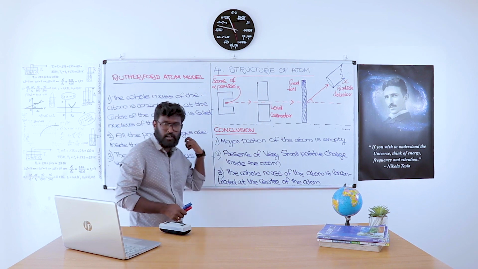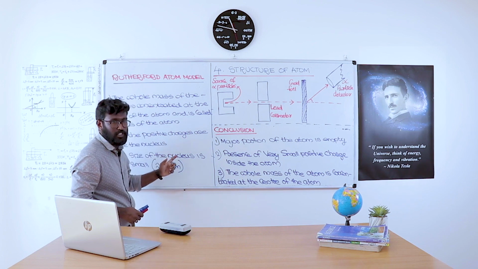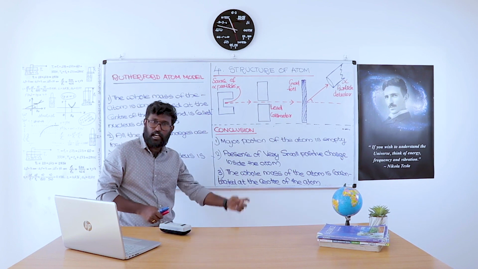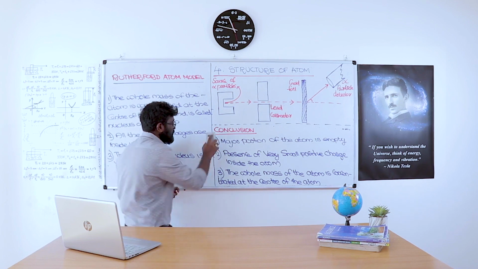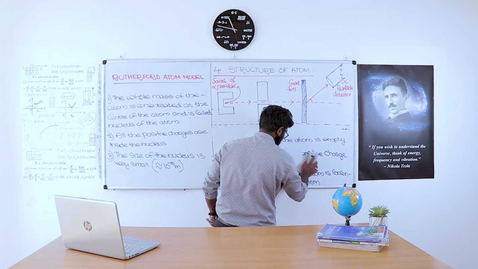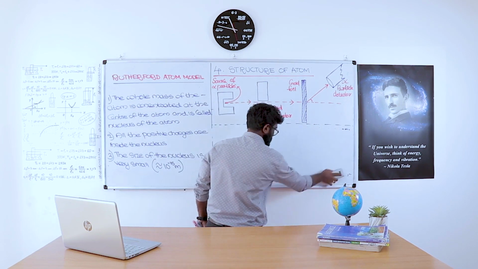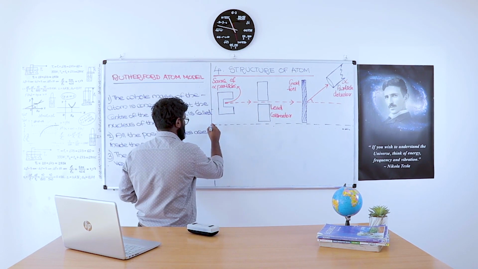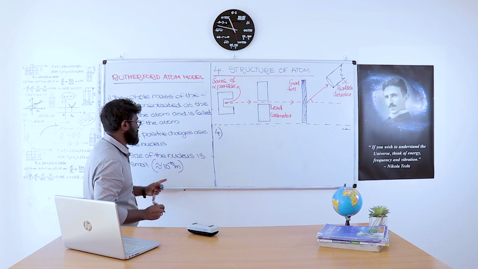So there are 3 points right now regarding the Rutherford atom model. There are also another 2 points. So these are the first 3 points regarding the Rutherford atom model, and these points come from the observation and conclusion made by the experiment. The next 2 points we want to discuss. What is the fourth point regarding the Rutherford atom model? So these are the first three.